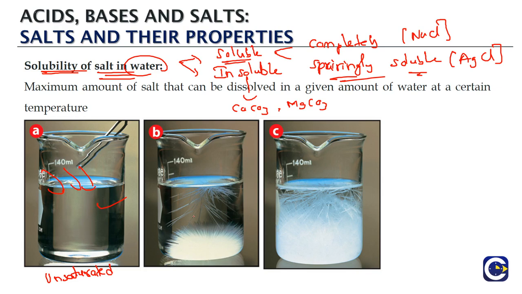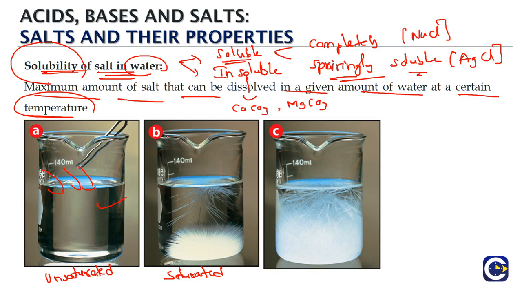But if we reach a stage where we have dissolved the maximum amount of salt in the given water, then we will be calling it a saturated solution. A saturated solution represents the maximum amount of the salt we can dissolve, and this is what we will be calling the solubility. So solubility refers to the maximum amount of salt that can be dissolved in a given amount of water at a particular temperature. This depends upon the temperature.